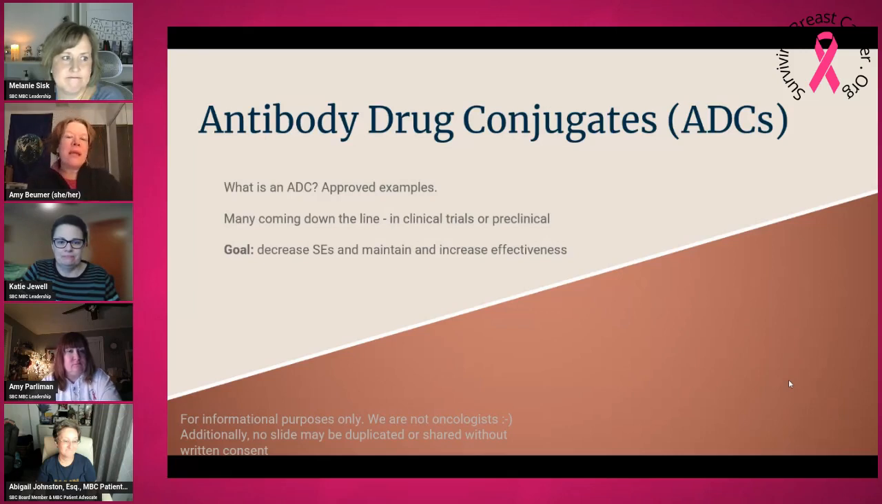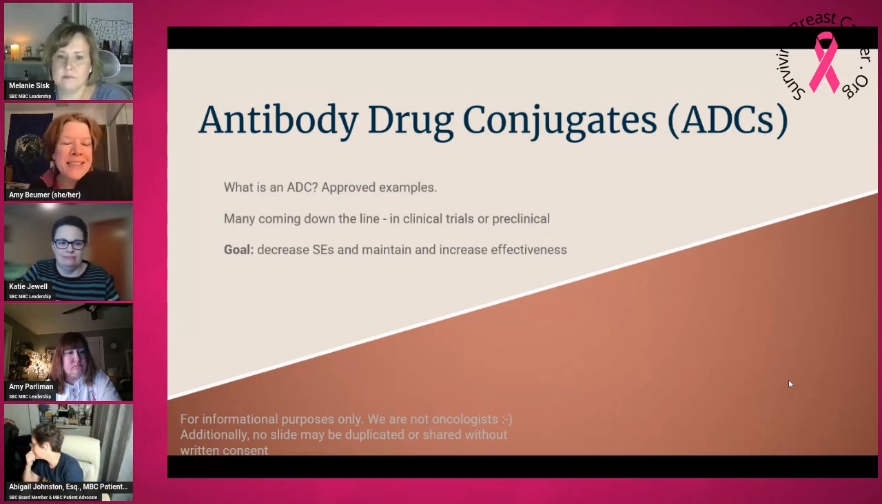Going to go to something different, antibody drug conjugates. There are a lot of these. We're going to talk about what they are, some approved examples. So Enhertu is one, as well as Trodelvy. And something to keep in mind about these is there are different ones for all different subtypes. So no matter your subtype, at this point, there is an ADC for you. And there are a ton coming down the line.